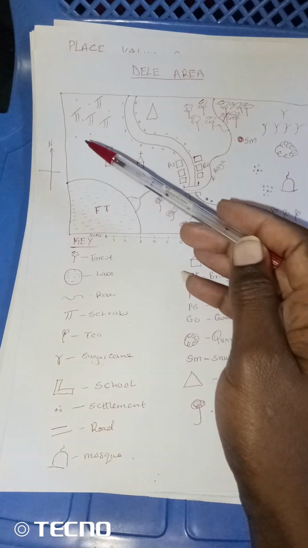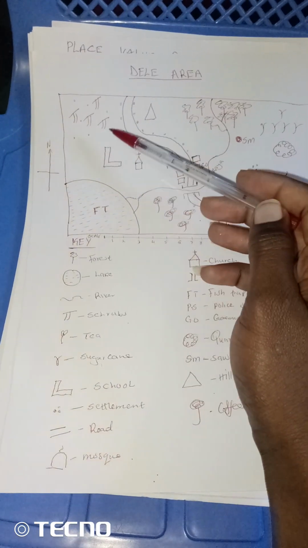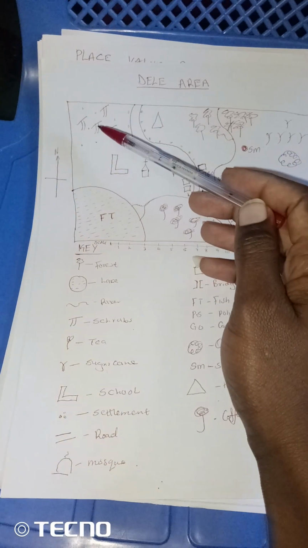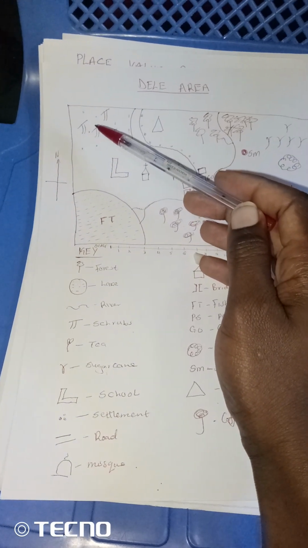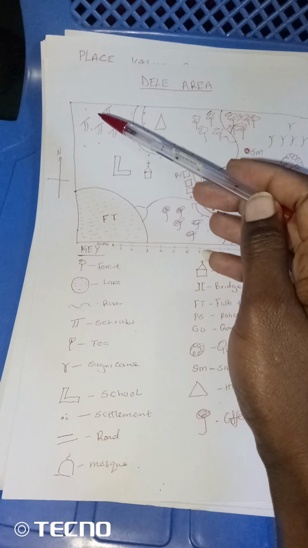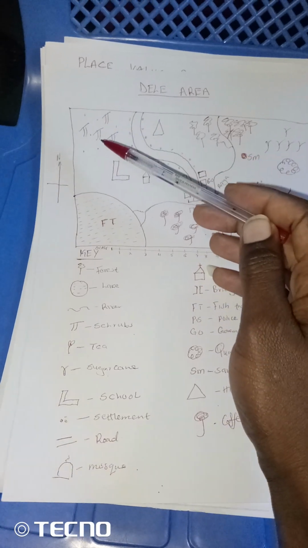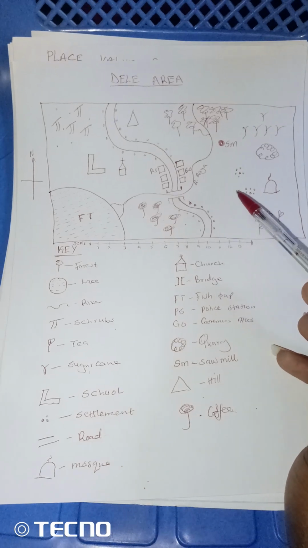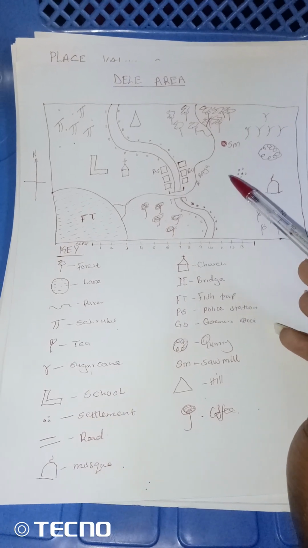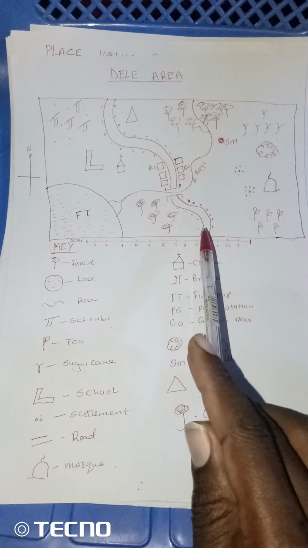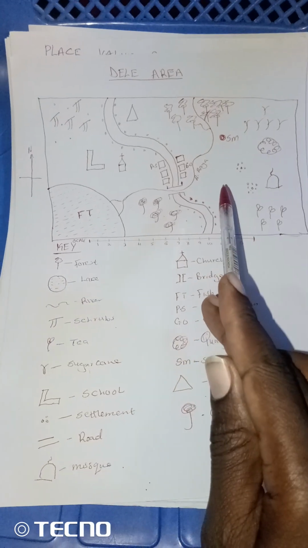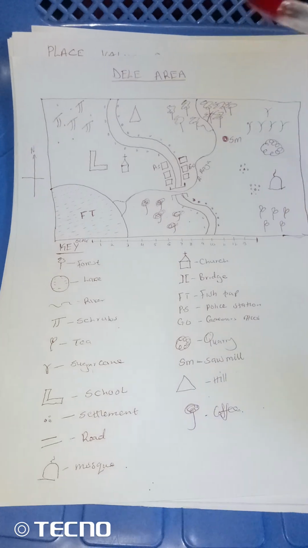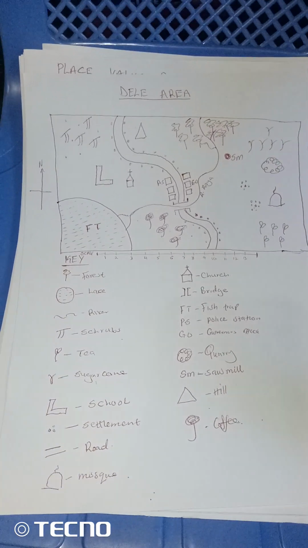Now, when you look here, where we said it's a dry area where we have shrubs, you can see people living far away from each other. This is known as sparse or scattered settlement. Now, look here. In this type of settlement, people tend to live in groups. This one is known as nucleated or cluster settlement. Nucleated or cluster is where people live in groups.